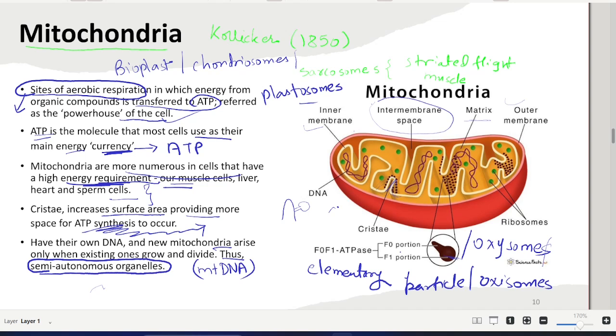So, another important thing is its functions. So, talking about the functions of mitochondria, wait for a second.